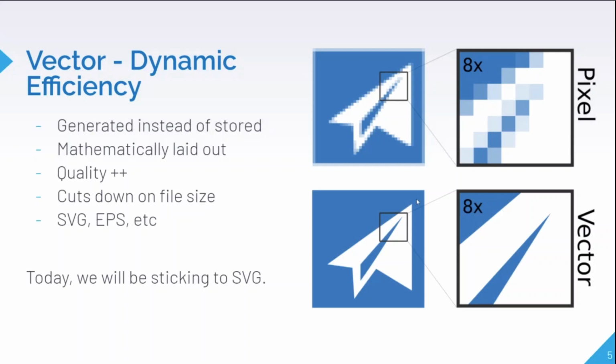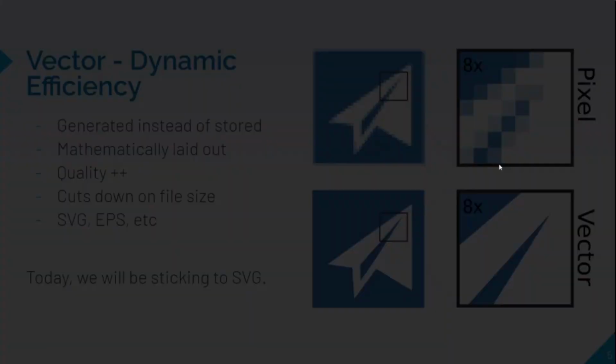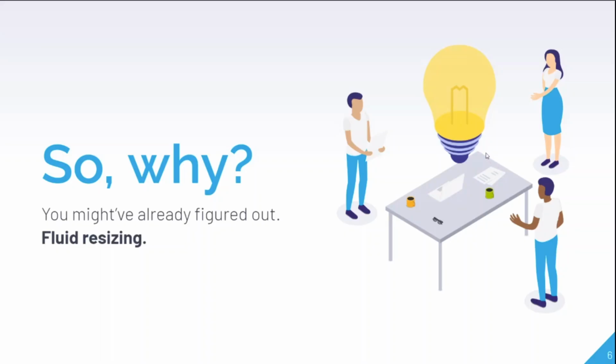And that's what we're going to be working on. Sorry. You might have figured out already, why do we use vector images, vector graphics? It's because of fluid resizing. That's really it. With vector graphics, you are able to fluidly resize a logo. For example, just a logo, right? That's what we're going to be making today, and that's really useful for websites.